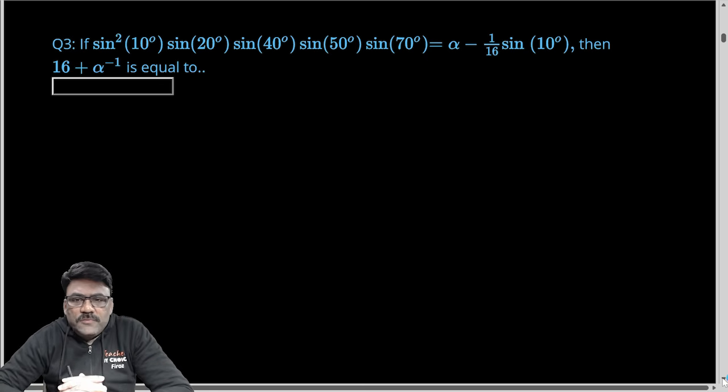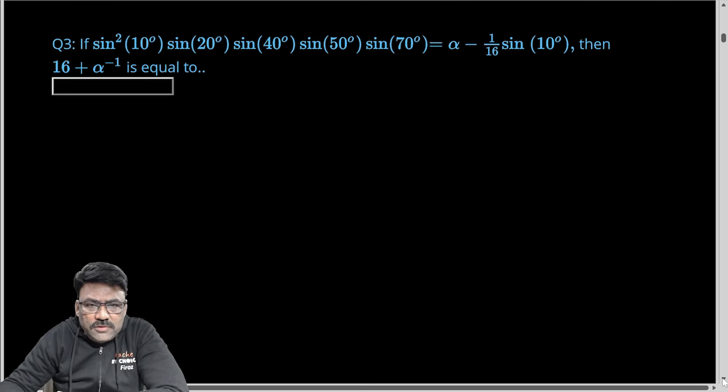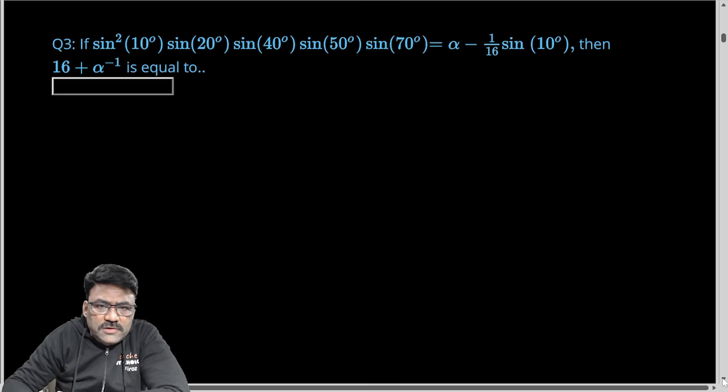See this question, this is from trigonometry. You are given sine square 10 degrees, sine 20 degrees, sine 40 degrees, sine 50 degrees, sine 70 degrees equals alpha minus 1 by 16 sine 10 degrees. So what will be 16 plus 1 over alpha? Now let's see the expression on the left hand side. I can write sine 10, sine 50 as sine of 60 minus 10, and sine 70 as sine of 60 plus 10.